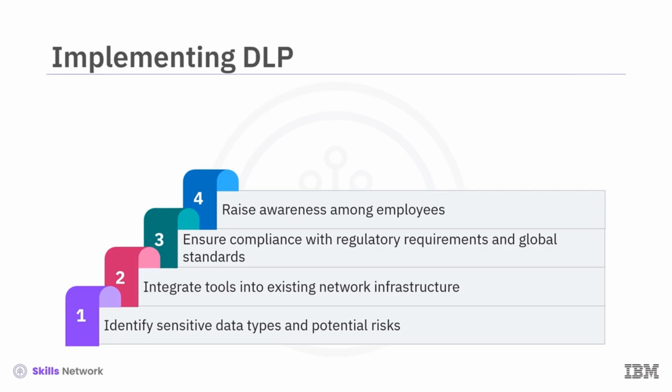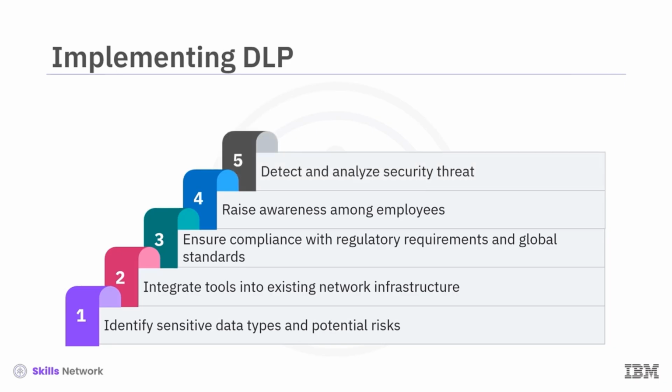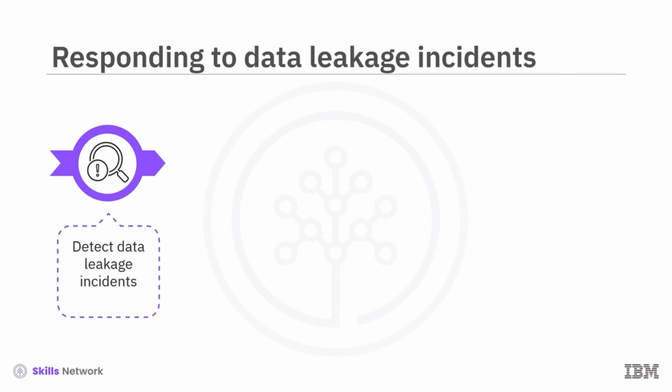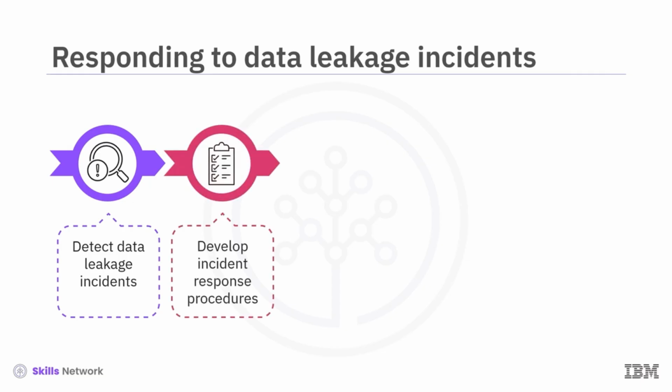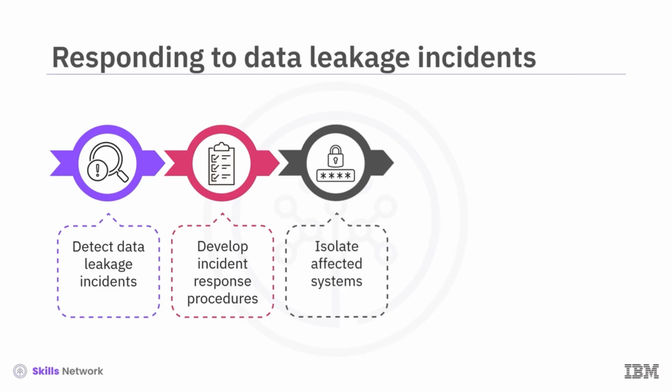With all this said, sometimes the attackers penetrate through the responses. In such cases, threat identification and remediation are crucial. Let's discuss how you can respond to these threats. First, use DLP tools to detect data leakage incidents in real time by analyzing alerts and logs. Develop and implement clear incident response procedures to identify the source, contain damage, and take corrective actions promptly. Isolate affected systems immediately to prevent further data loss and protect other systems.